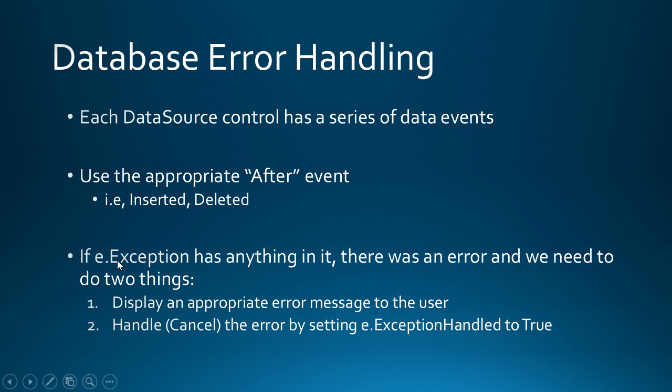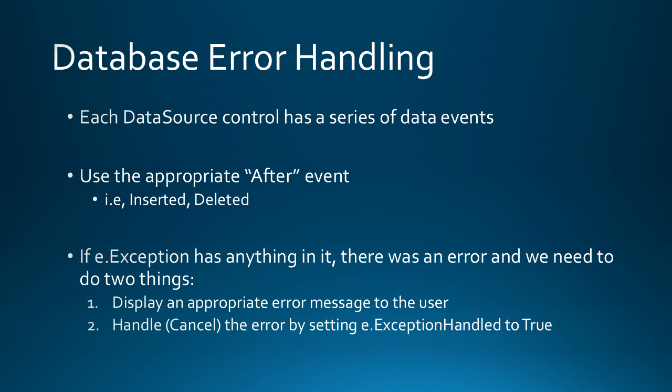And we'll see that there's an object called e, and we can check its exception property. If it's empty, everything was good. There was no exception raised. But if there's a problem in the database, then the exception will have some content, right? It won't be null, and then we can handle it in code.